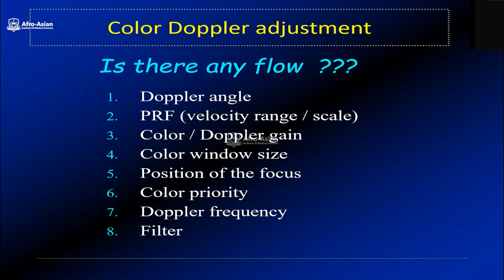The first thing is that when we adjust the color Doppler machine, we have to see if there is any flow. So we check it by putting on the Doppler and moving the transducer, putting on color Doppler. We will find if we get anything in the color box, any flow, any colors in the color box.